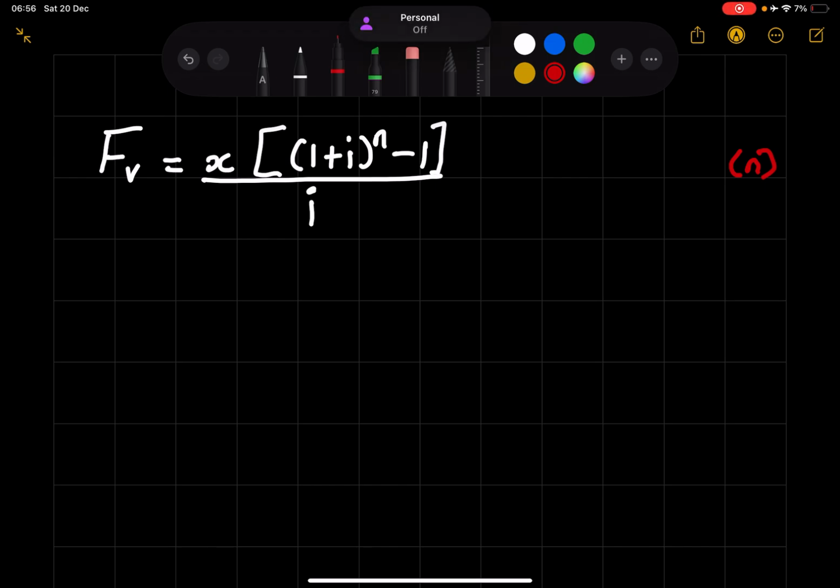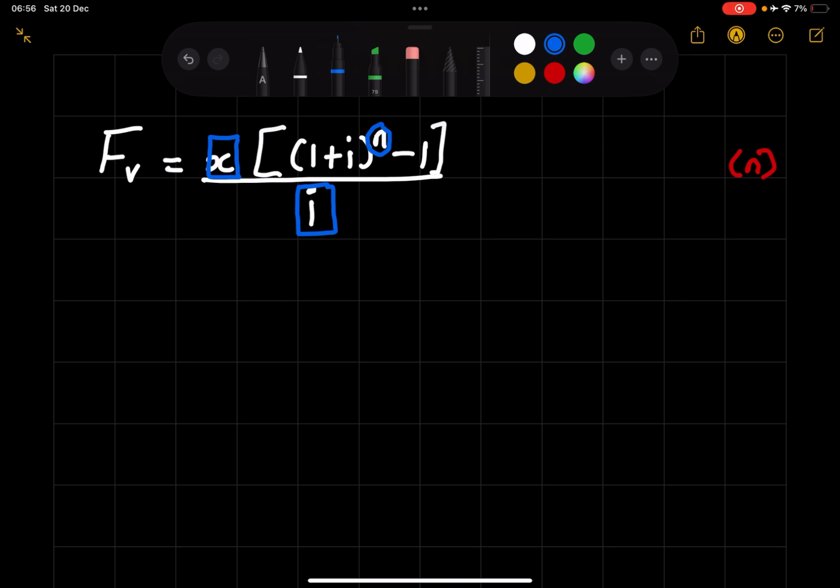In this question, we are asked to make n the subject of the formula. So n is here. We need this guy to end up being by himself at the end. So to do that, we need to check what other variables and numbers are doing relative to n. We can see that the I is dividing, and we can see that the x is multiplying.